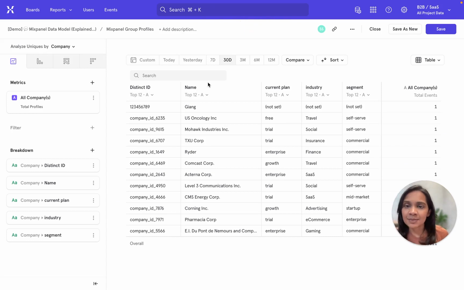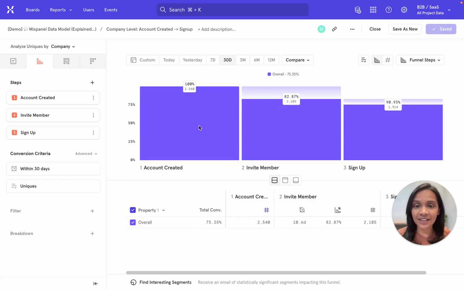As a SaaS business, I'm interested to know how my product is being adopted by each customer company and would like to see the conversion journey through my product on a company level. In this report, you can see the breakdown of events by company ID, and very easily I'm able to identify accounts that are utilizing our product on a free plan or accounts that are generating high revenue in the enterprise and commercial segments. Let's dive a little deeper.